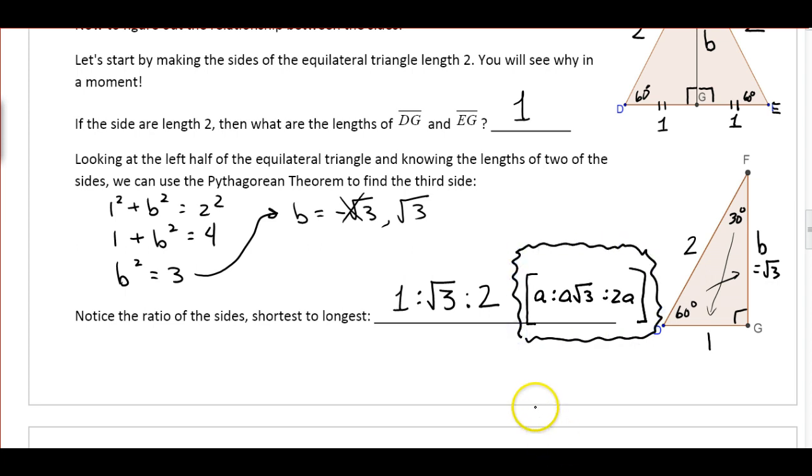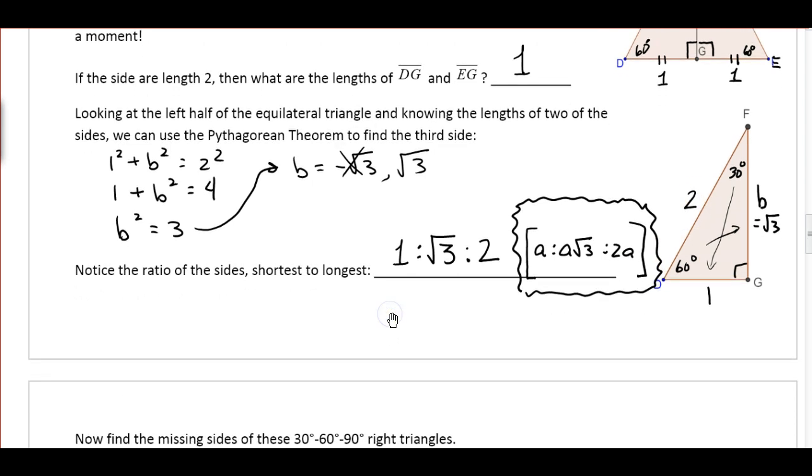And notice that the short leg here, a, is half as much as the hypotenuse. Okay, so the short leg will always be half as much as the hypotenuse. And maybe that'll help you remember that if the short leg is half the hypotenuse, then that other leg just is going to be the root 3 side.